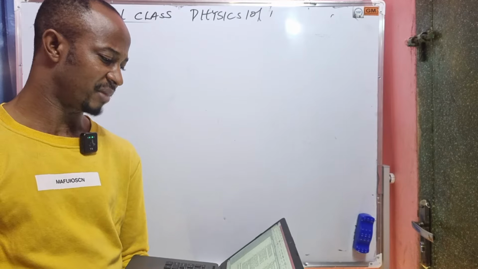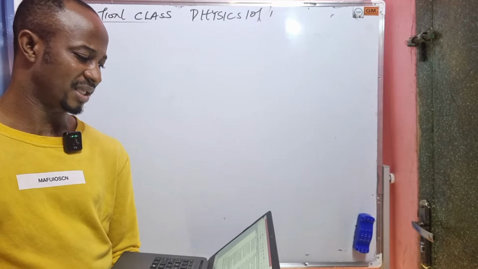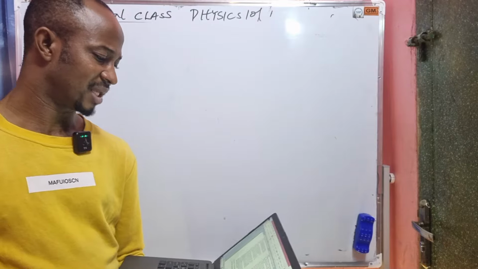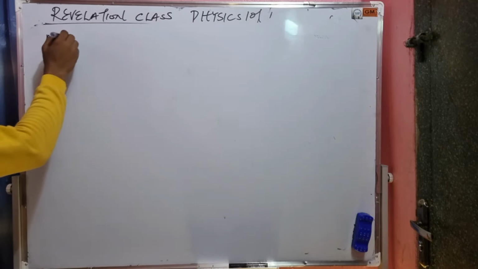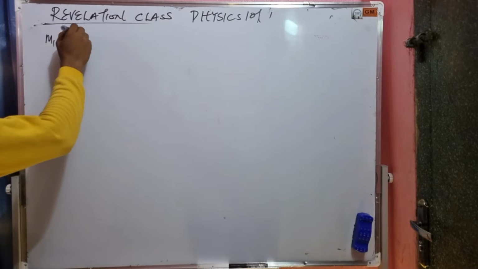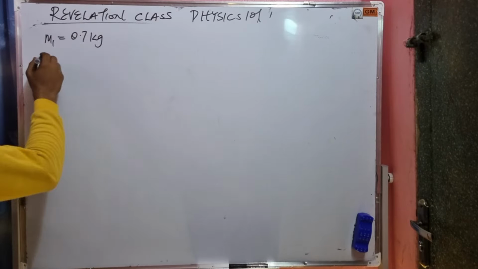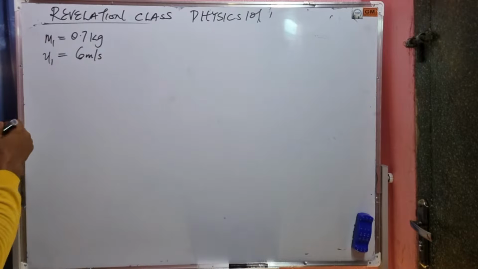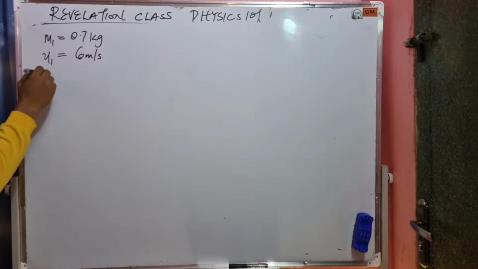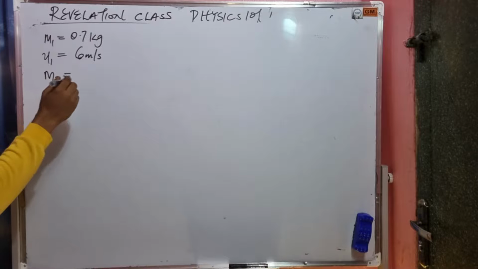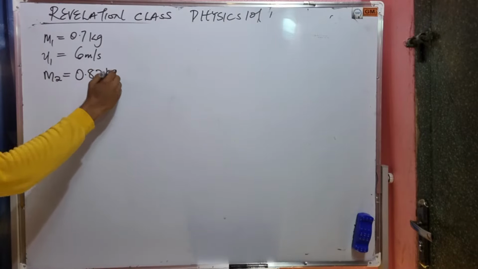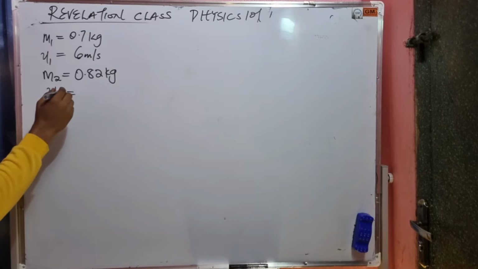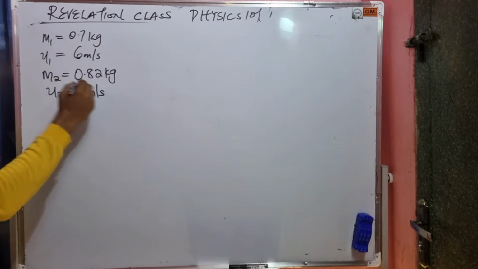Okay, let's look at this question. A ball of mass 0.7 kilogram with velocity 6 meters per second collides elastically with a toy coaster of mass 0.82 with a velocity of 3 meters per second. So the first mass is M1, right? M1 is 0.7 kilogram. Our U1 was given at 6 meters per second, right? The toy coaster, the mass, which is M2, is 0.82 kilogram. The speed of the second mass is 3 meters per second.